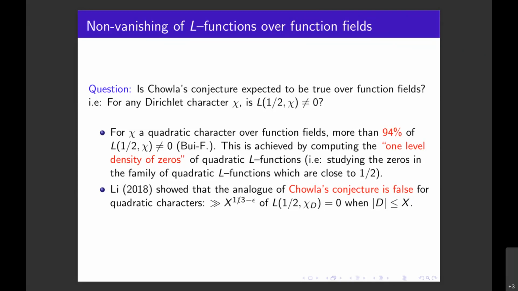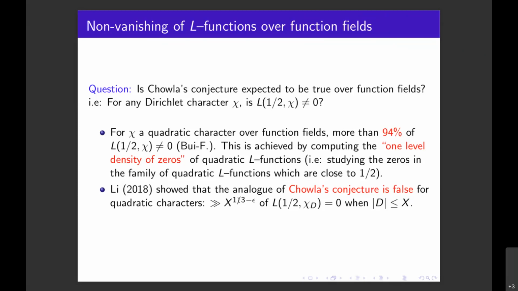So I'm not going to go into details of what computing the one-level density of zeros means. I will just say that this roughly means that we're looking at zeros in the family of L functions, zeros which are close to the point 1/2. And it turns out that if we can understand something about the zeros which are close to 1/2, then we can see something about non-vanishing at 1/2.